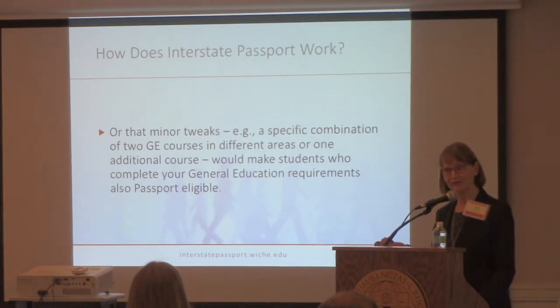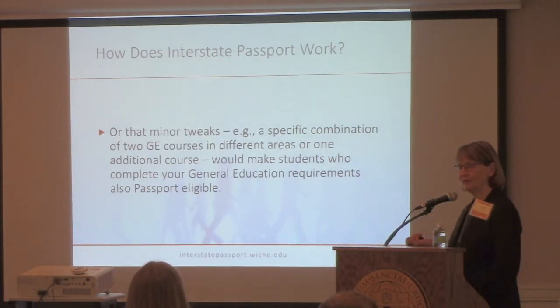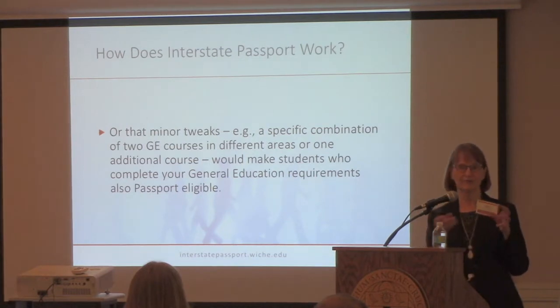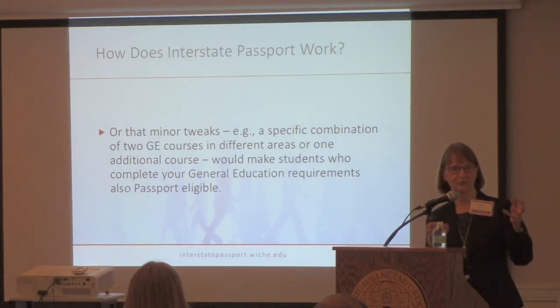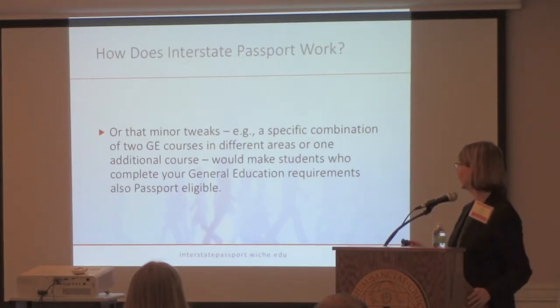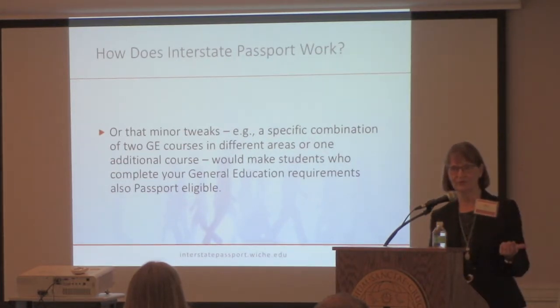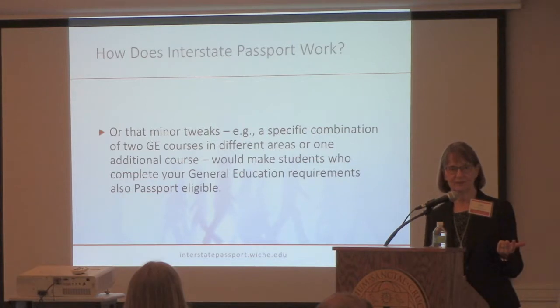So an institution determines that its outcomes for lower division are there, or perhaps in some cases that minor tweaks to your general education program would complete the passport for your students. For example, a specific combination of two courses that would both have to be taken in order to cover something like, I don't know, teamwork or critical thinking, or maybe one additional course that is not in your curriculum.